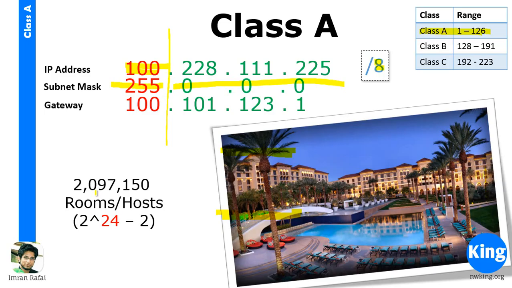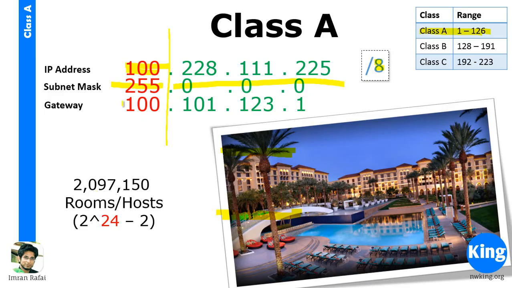Well, even if you compare it with our hotel analogy, it is absolutely impossible to control a hotel of this size. So similarly, to control a network of this size, having 2,097,150 devices or hosts, it is very inefficient, and that is exactly why we will use subnets, like you will see in the next video.